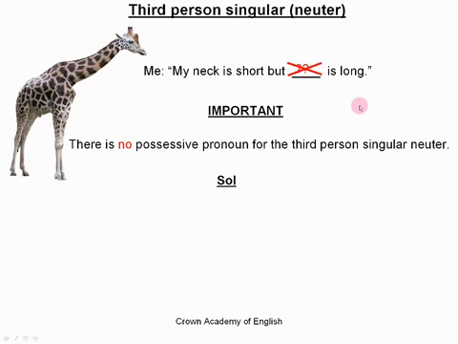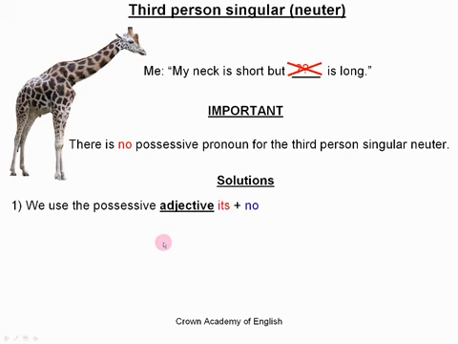So what is the solution? Well, we have two possible solutions. One, we use the possessive adjective its with a noun. For example, my neck is short, but its neck is long. So we are using the possessive adjective its with the noun neck. Okay, so unfortunately we are repeating the noun neck, but there is no real other solution.